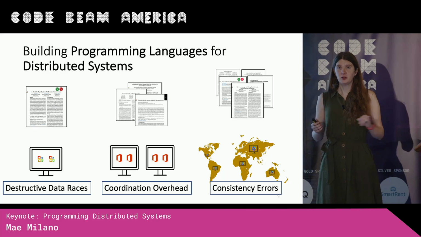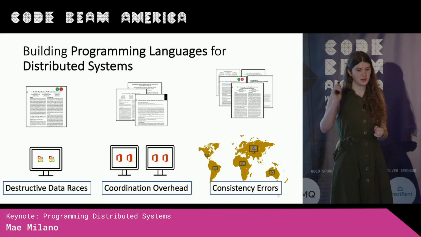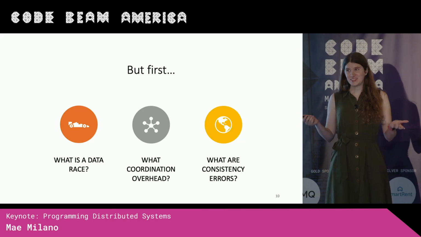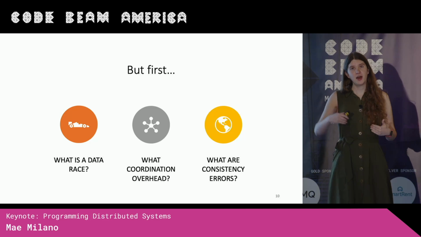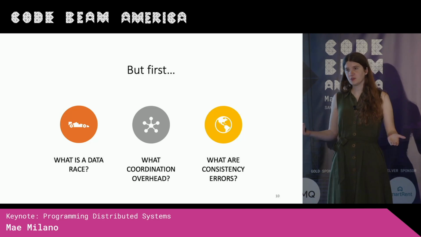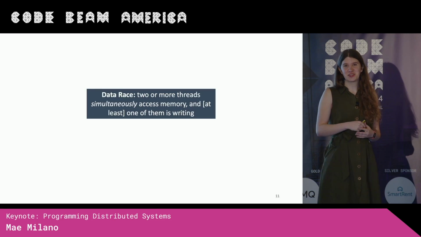But before I can tell you about any of my cool solutions, I should tell you more about my problems in particular. What is a data race? What sources of coordination overhead am I worried about? And what are examples of consistency errors to avoid? I'm glad you asked. Let's start with the data race.